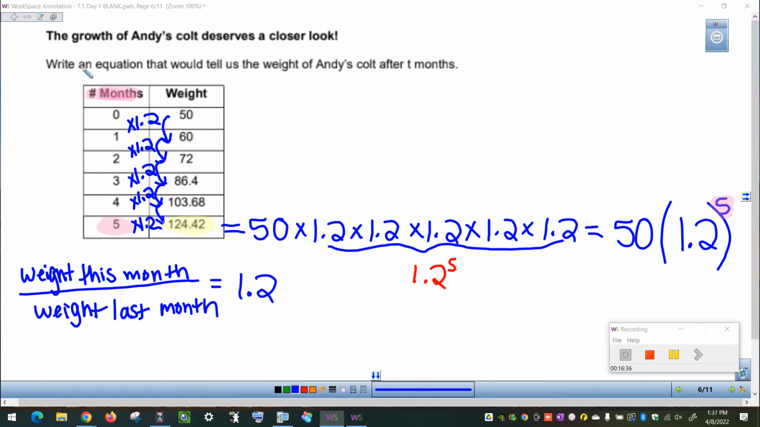Okay, so up here in this space, we're going to write a general equation now. So we want it to output the weight. So I am going to use a W to represent the weight of Andy's colt.